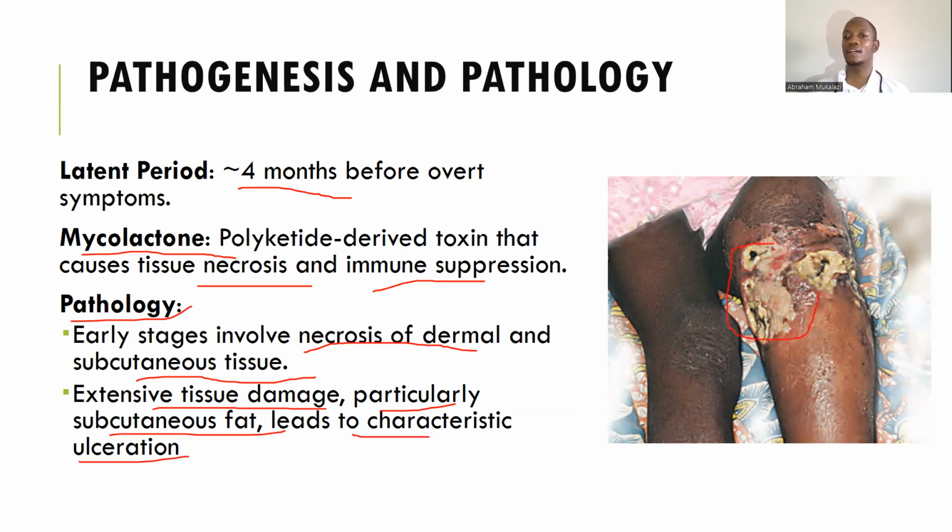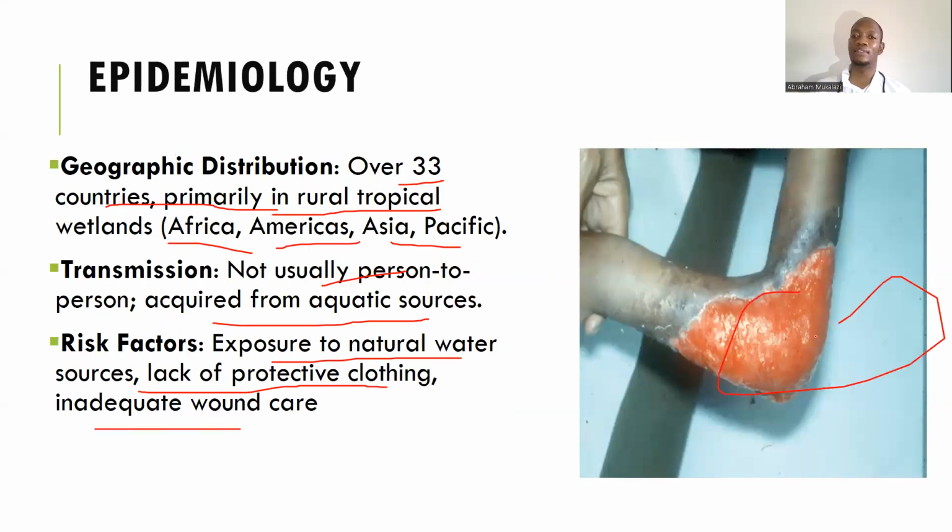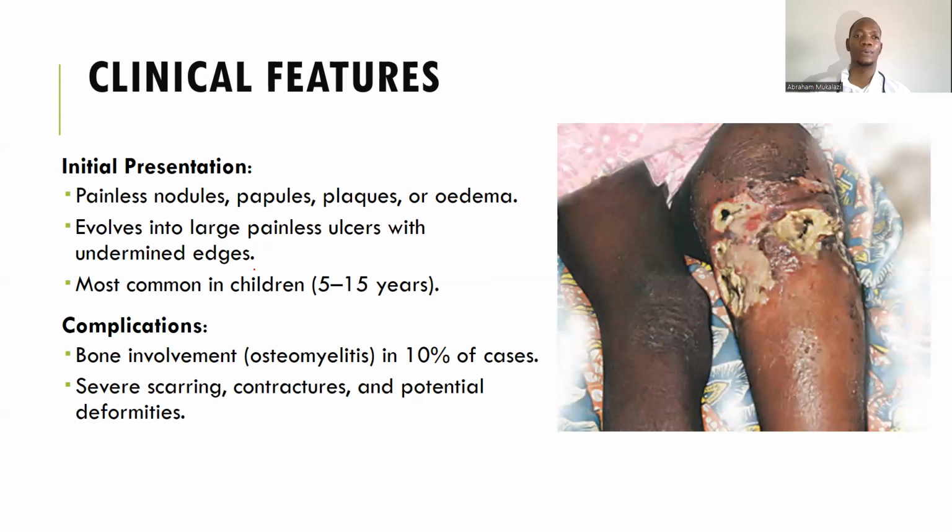So as you can see here, this is the early phase where you have all this necrosis, tissue ulceration, and then later on, it will give you a picture which will look like this as you try to care for the wound. So the initial presentation, someone can have a painless nodule, papule, or even a plaque with surrounding edema, and then this one will usually evolve into a larger painless ulcer with undermined edges. And commonly it is seen in children about 5 to 15 years of age.